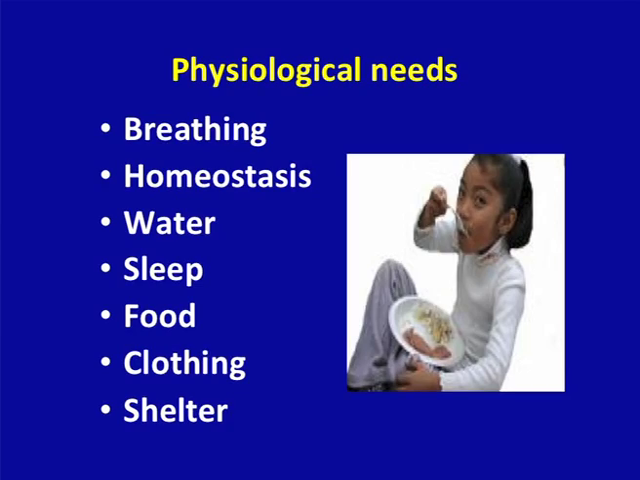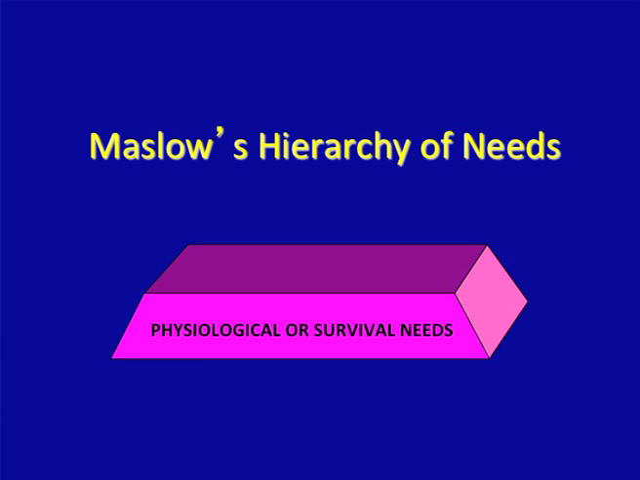Now let's go into the details quickly of the 5 categories of needs which we have been talking about so far. Let us start off with the lowest level of the pyramid, the physiological needs. What do they comprise of? Breathing, homeostasis, water, sleep, food, clothing, shelter. Without any of these, a person feels deprived. He needs all these in order to be physiologically satisfied. So, the lowest level of the needs is the physiological or survival need.